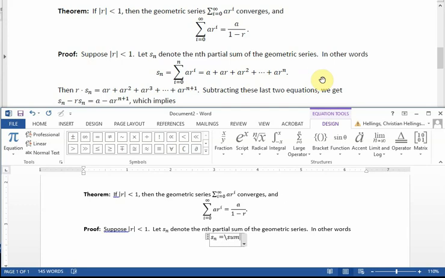\sum underscore parentheses i equals 0 parentheses. Those parentheses will go away when it gets formatted. Caret n and then spacebar. AR caret i spacebar. Again, right arrow key to leave the sum, but I'm still in the equation editor. Equals A plus AR plus AR caret 2 spacebar plus.